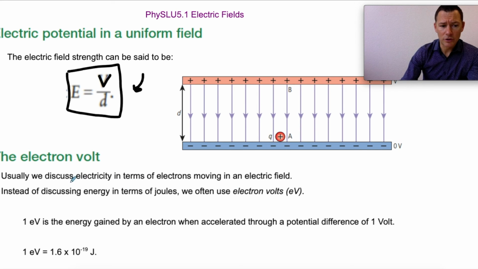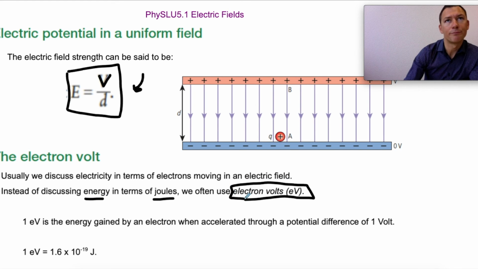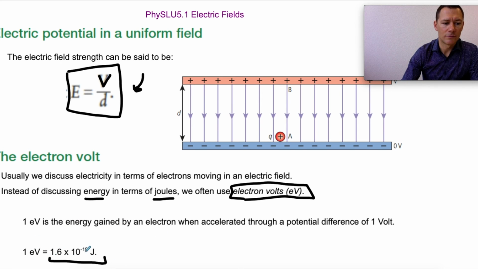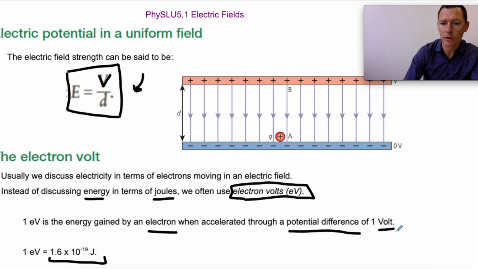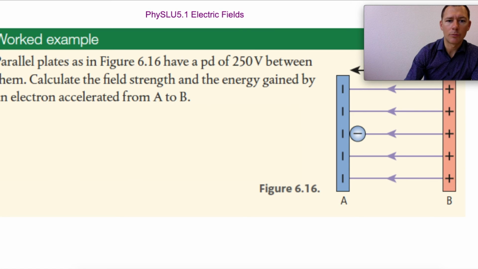Sometimes we talk about electricity in terms of the electrons moving in the field, but instead of using joules for the energy, we talk about electron volts because it's more useful in this discipline. So an electron volt is this number. It's 1.6 times 10 to the negative 19, and it's the energy that an electron gets when it's accelerated through a potential difference of 1 volt. It's a little bit arbitrary, but it gives us a starting point.